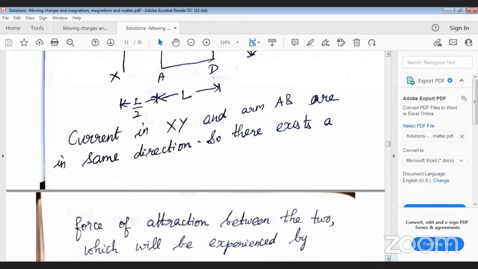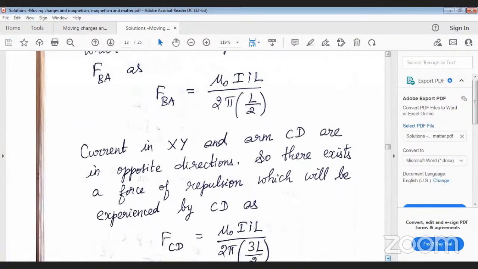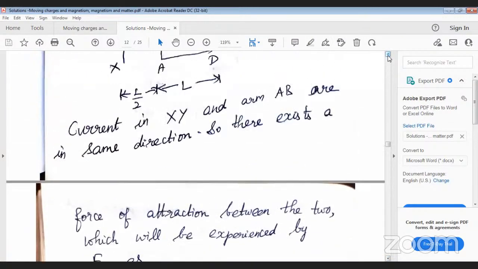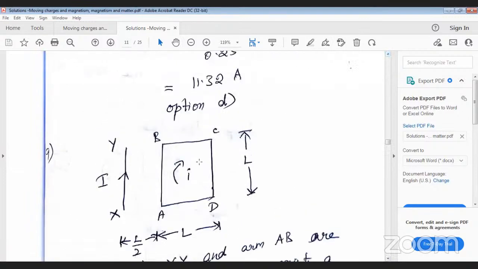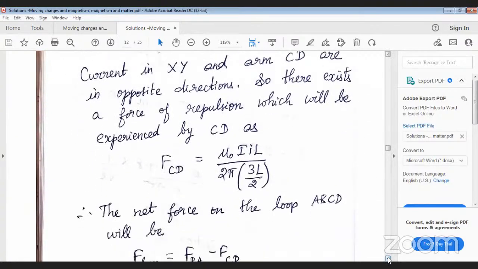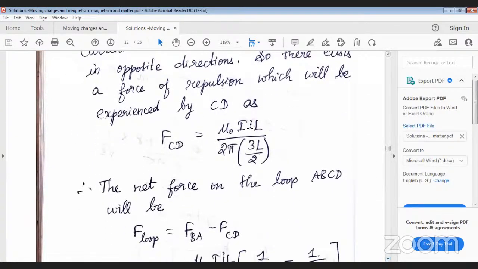And then the next arm CD. It carries current but in the opposite direction, so that will be repelled by the wire. That force is given by mu naught I i L by 2 pi into 3L by 2.